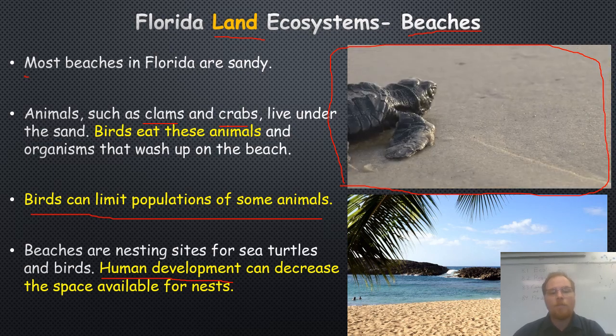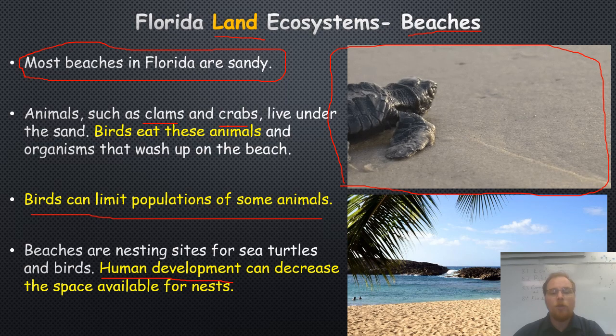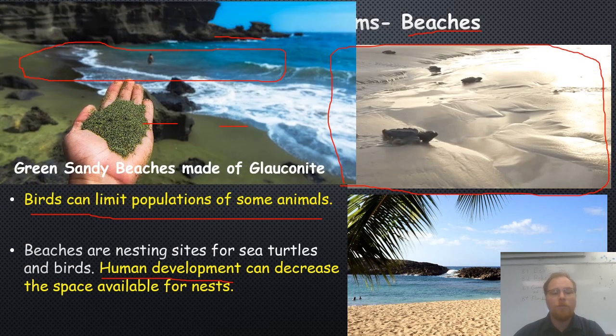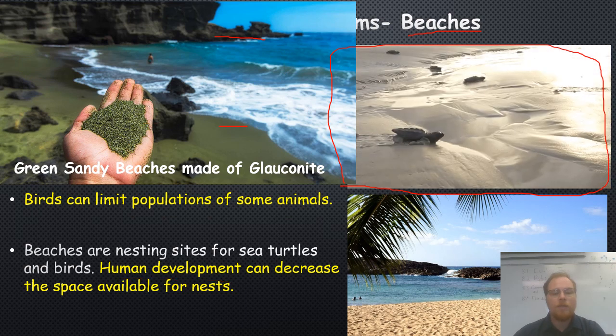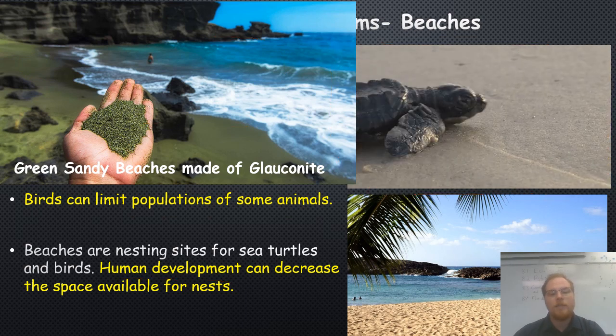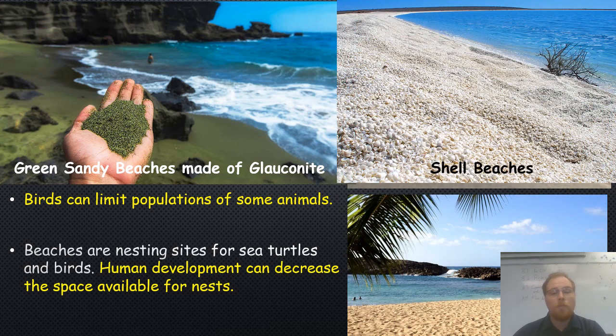Now, a lot of beaches in Florida are sandy, but that's not the only kind of beach. I thought it'd be kind of cool to include some of the different ones. You have green sandy beaches, and they're made of something called glauconite, which is just a type of mineral. Next, you have shell beaches, and I've seen these in Australia before. And these shell beaches are actually made of shells, right?